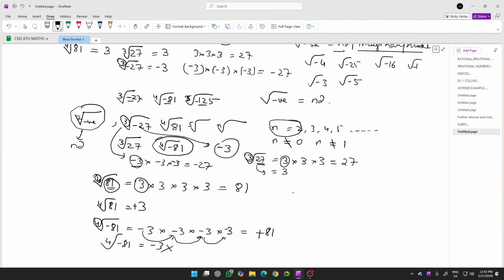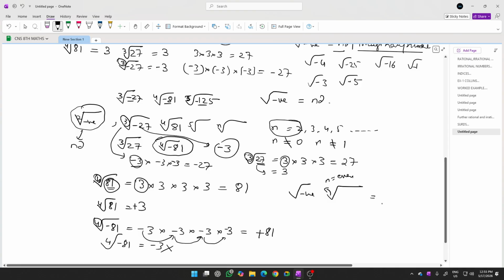So in general, an even root, square root or any other n which is even, of a negative number will not have a value. Inside, suppose this is x, you will never get a value which is negative. So these are the things you should understand. But if n is odd, of course it will exist.